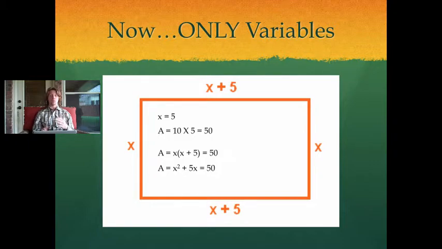So as you can see, when you plug 5 in, you get 25 plus 25 equals 50. So the way that you put those variables together to create that equation, x times x plus 5, is going to give you the correct area for your figure.